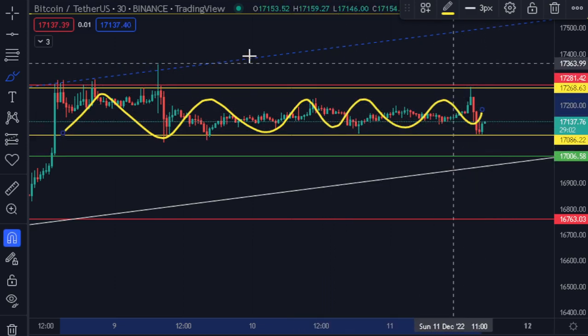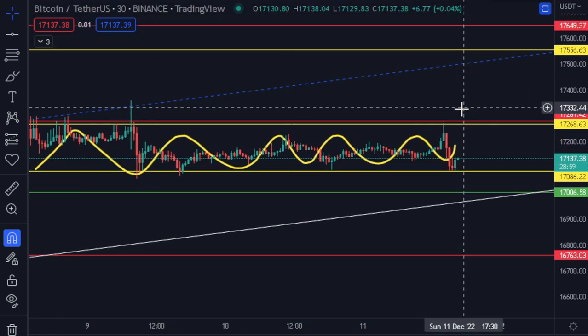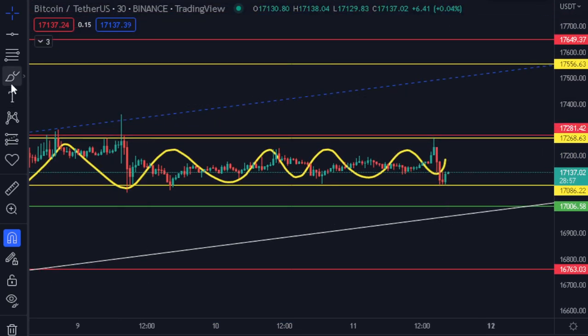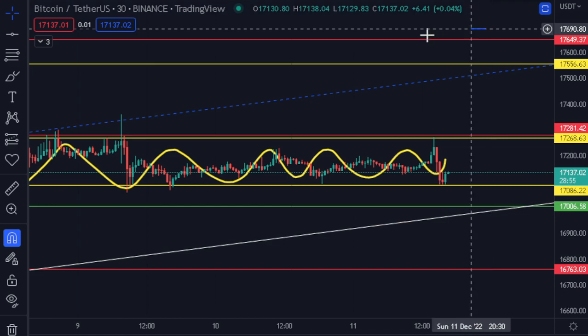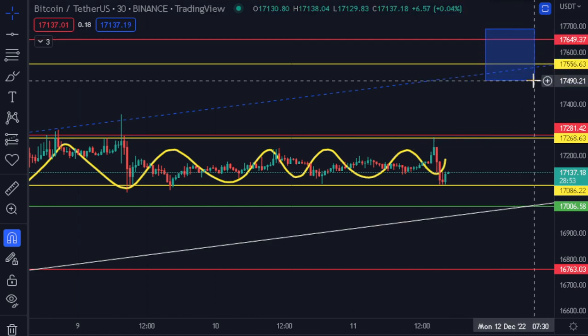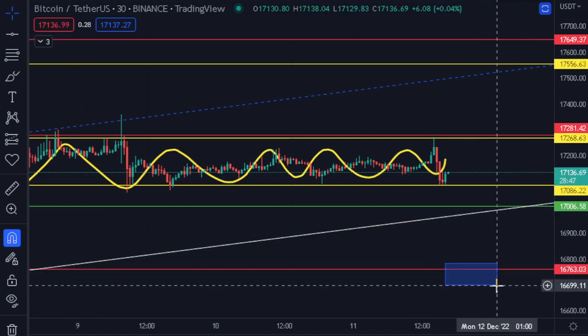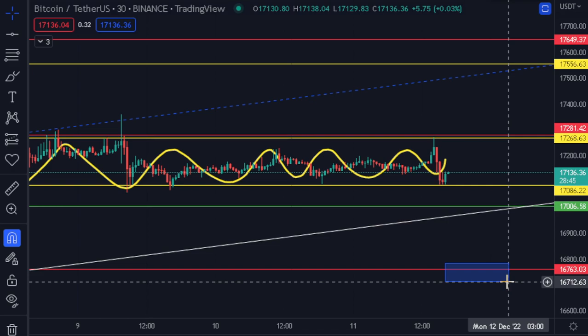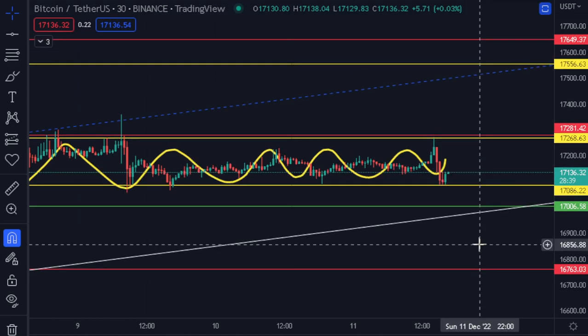Okay, no breakout, no breakdown. If we're going to break out, we're going to be looking for this top range, which is around 17,550 to 17,650. A breakdown could lead to this area, the 16,760. But keep in mind, a breakdown will be breaking the bigger parallel channel.